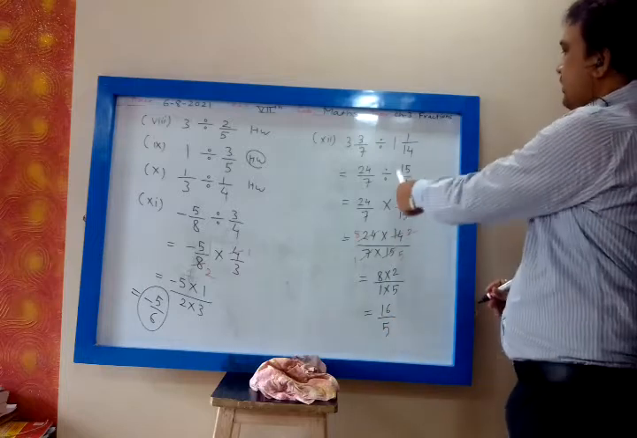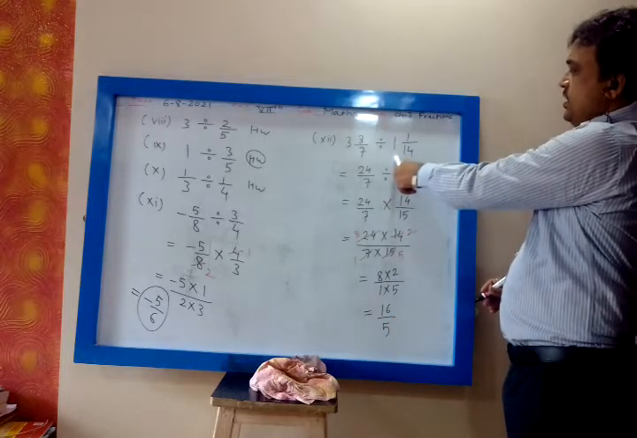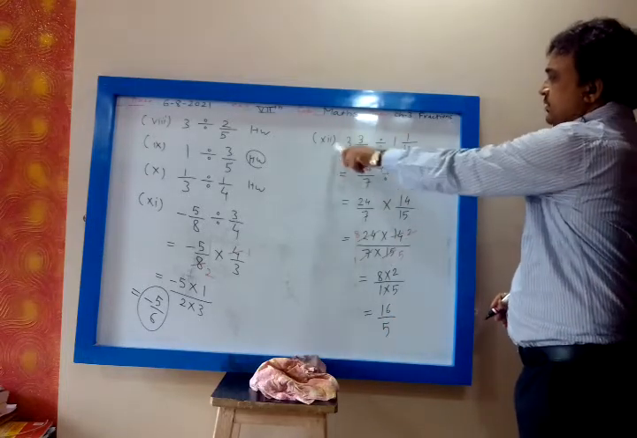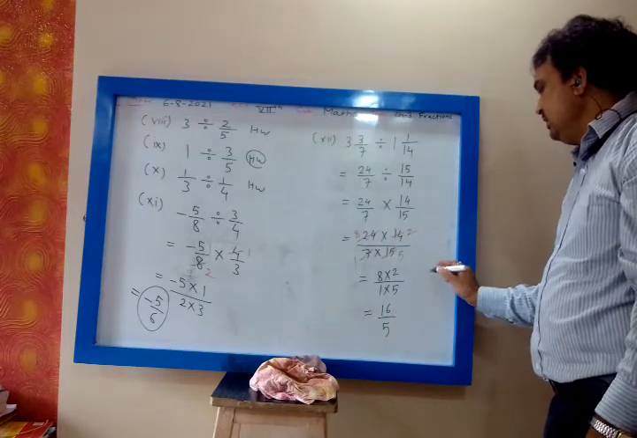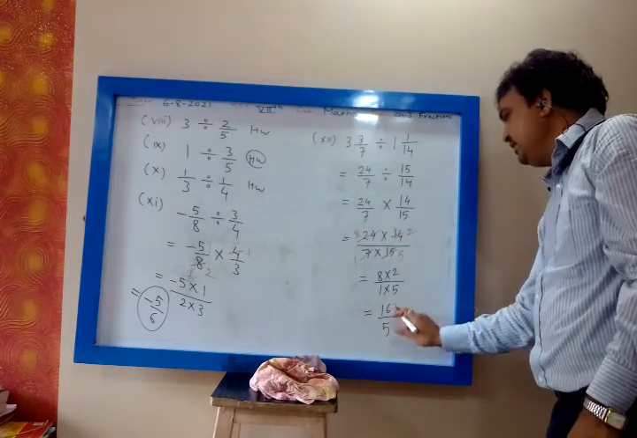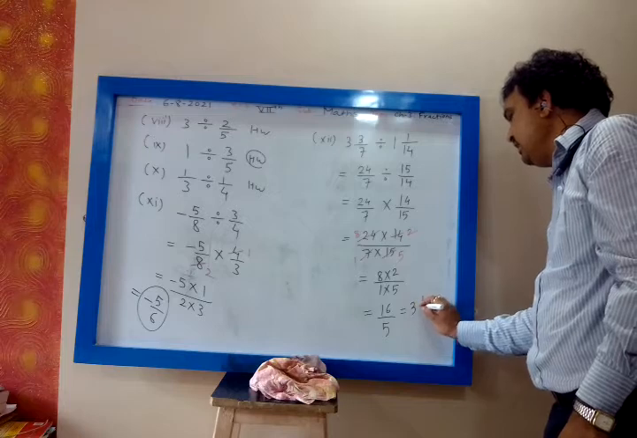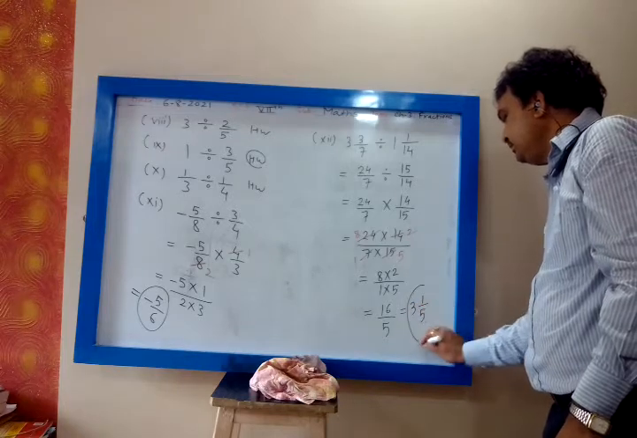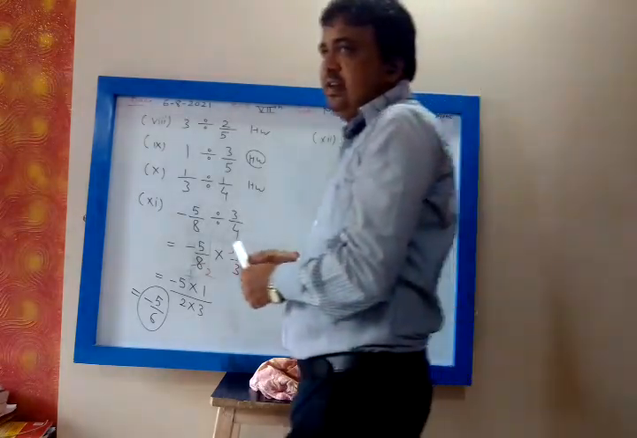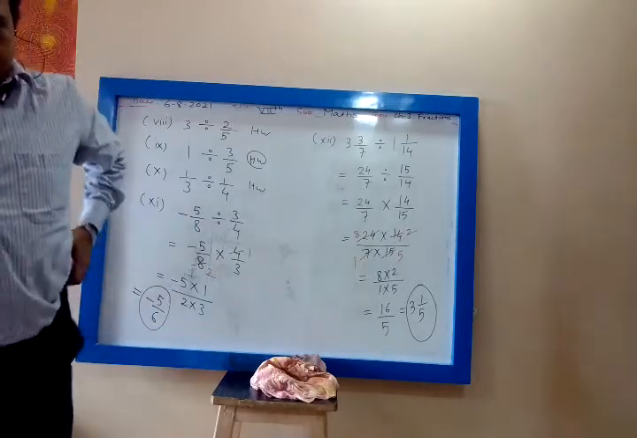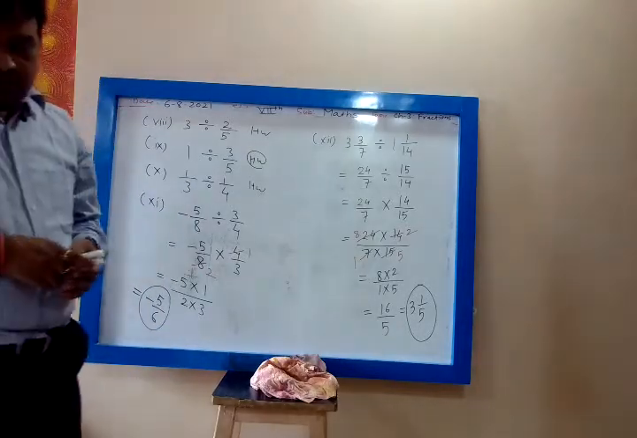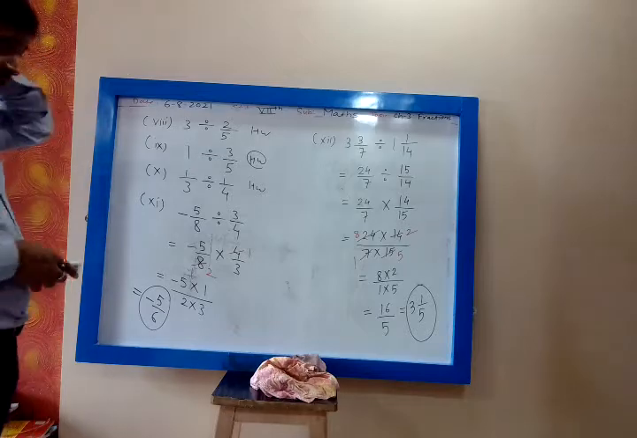But see here, my dear, your question is in the mixed fraction, so your answer should also be in the mixed fraction. So divide 16 by 5, that is 3 is to 1 by 5. Whenever the question is in the mixed fraction, your answer should also be in the mixed fraction. Okay?